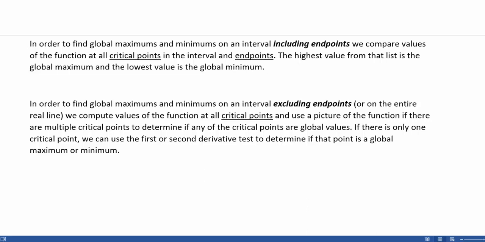If, however, we want to find a global maximum and minimum on an interval excluding endpoints, so either an open interval or if you have the entire real line, so no interval is given, it just goes on forever and ever, then we're going to again start by finding the values of the critical points. Once we have the critical points, we're going to use a picture of the function, so we'll graph the original function in some way, and determine if any of those critical points are global values. Now, if there's only one critical point, we can use the first or second derivative test to determine if that point is a global maximum or minimum.